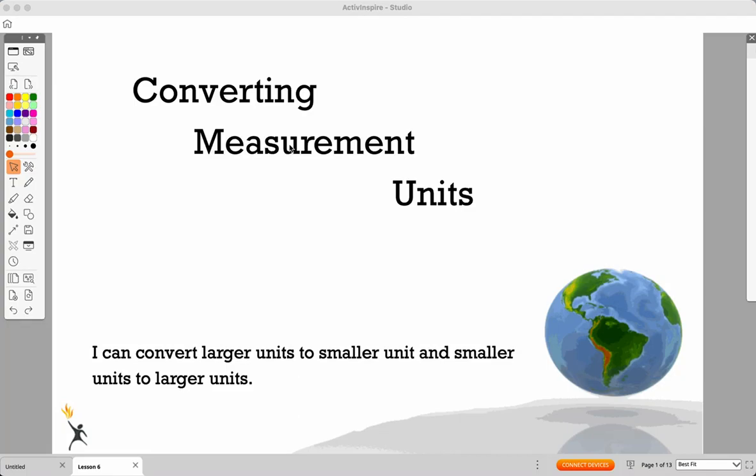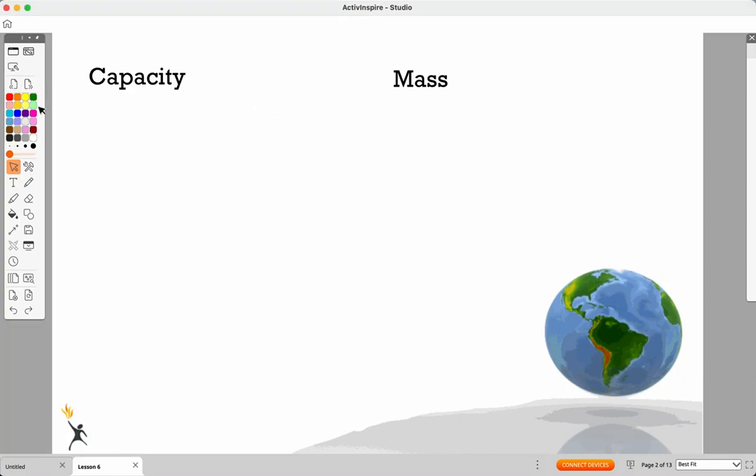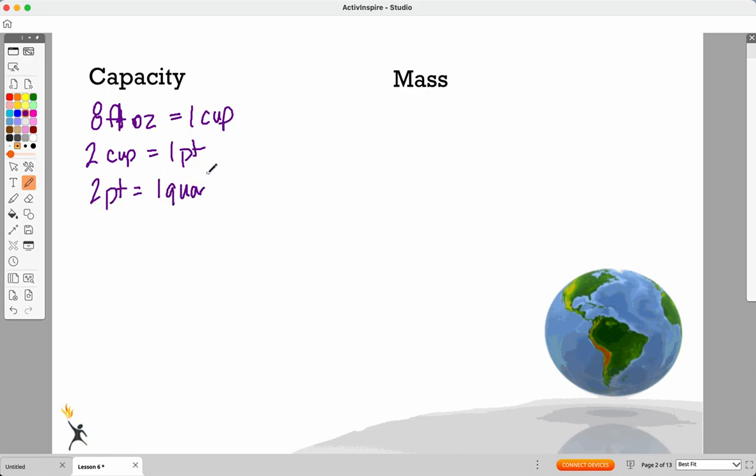Converting measurement units, and we're really going to look at the idea of dimensional analysis. So we talked in class about the different types of systems that we look at. We start with capacity, where we had 8 fluid ounces, FL OZ, equals 1 cup, 2 cups equals 1 pint, 2 pints equal 1 quart, 4 quarts equal 1 gallon. And then we talked about that being our capacity system.